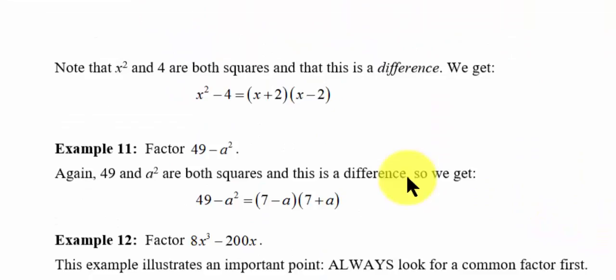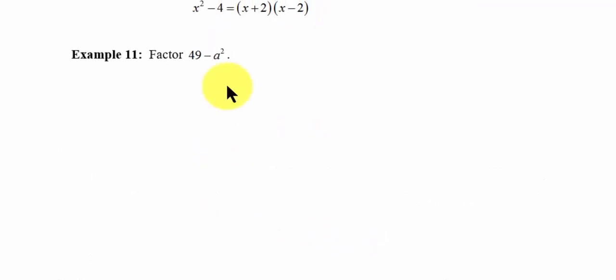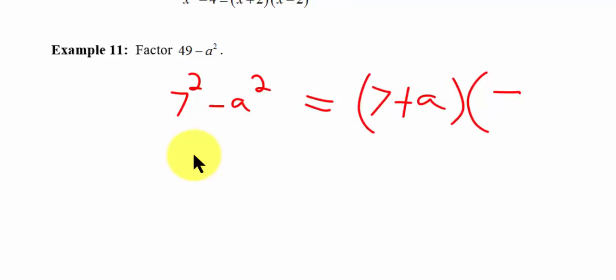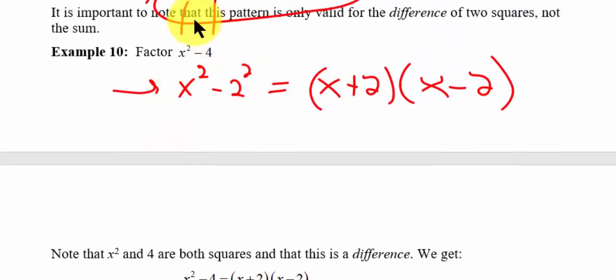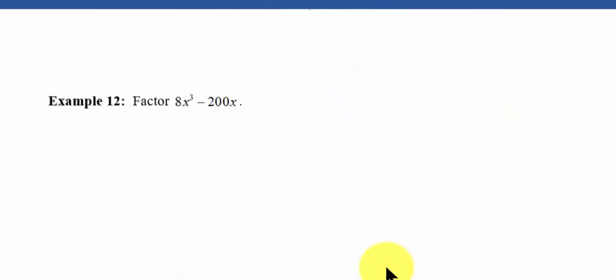Okay, let's take a look at example 10. Or I'm sorry, example 11. All right, so example 11, think of this 49 as 7 squared minus a squared. And by using that rule, we can write 7 plus a times 7 minus a, right? That's coming from this rule up here. A squared minus b squared is a plus b times a minus b. Okay, let's take a look at number 12.